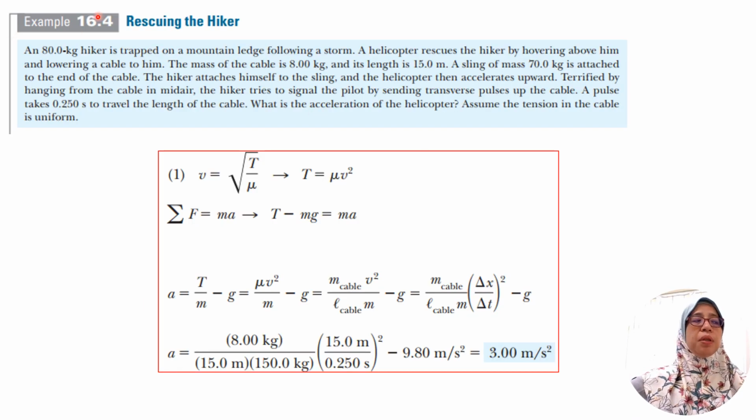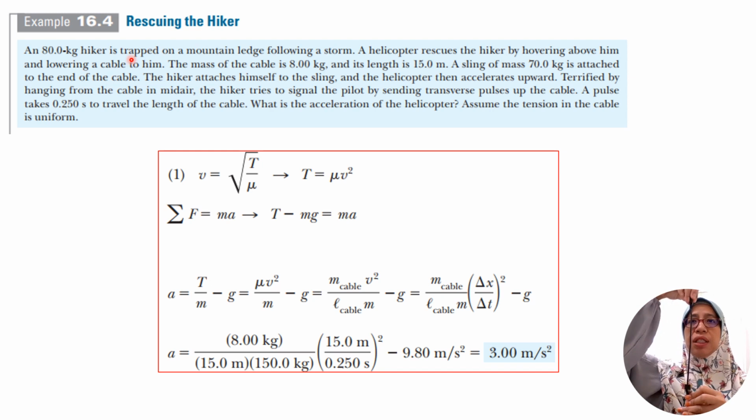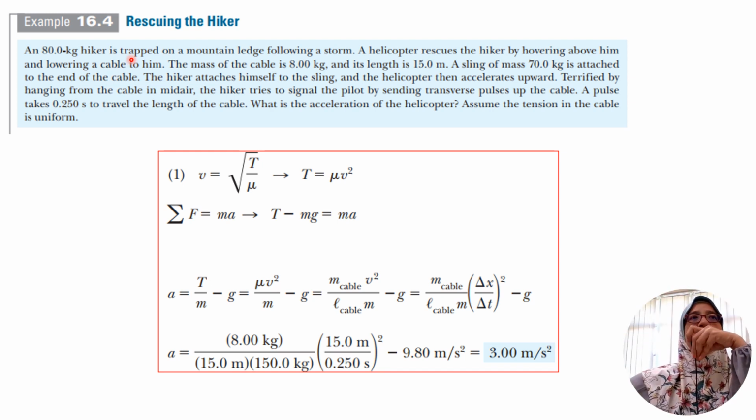Alright, our example 16.4 still deals with the speed of a wave on a string, but the only difference now is that the string itself is in a vertical position. So what does it say? There is one man, a hiker, 80 kilogram. He is stranded on a mountain ledge following a storm. Senang cerita dia terperangkap lah.